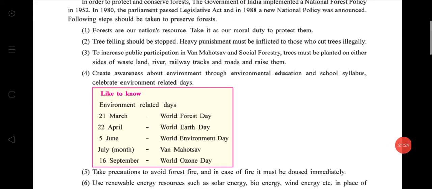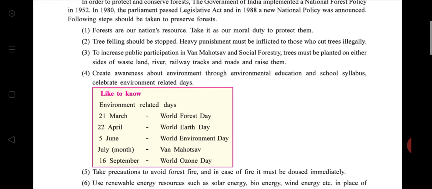Then the third, to increase public participation in Van Mahotsav social forestry, trees must be planted on either side of wasteland, rivers, railway tracks and roads and raised. We can see mostly on the road, on the divider, raised planted trees or small plants, right? I think most people have seen it. You students have also seen it, haven't you?